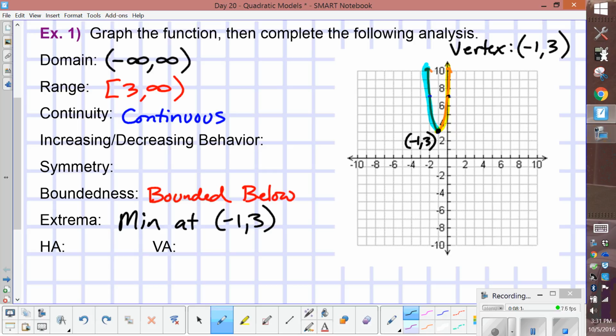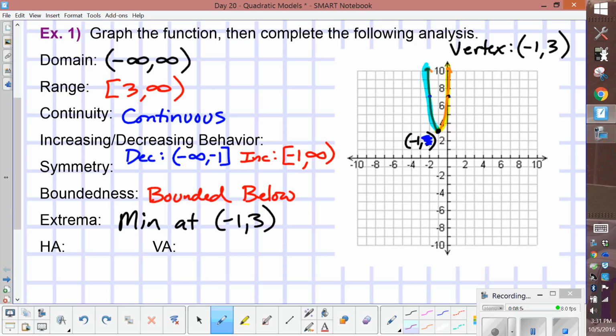And then for increasing, decreasing, there are two parts. Okay? Let's start off with decreasing, since that's what my graph's doing. So we'll do that in blue. So decreasing from negative infinity, and then you'll remember that I don't care about my y values when I'm doing increasing and decreasing. So it's decreasing from negative infinity to negative 1. Okay? And then it's increasing from negative 1 closed bracket to positive infinity. Right there.